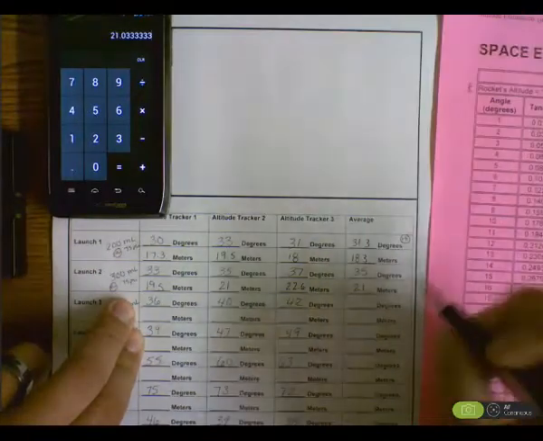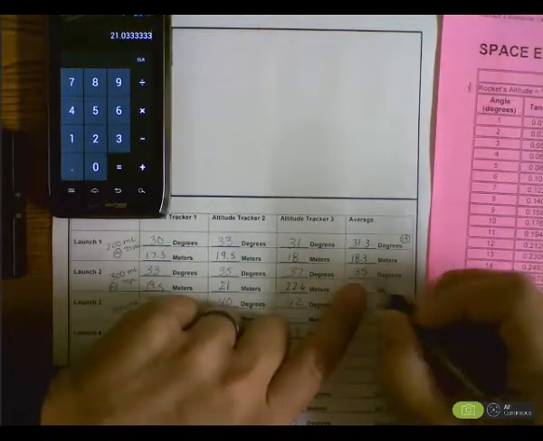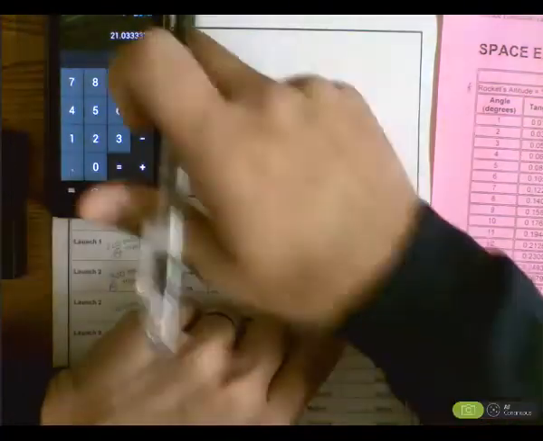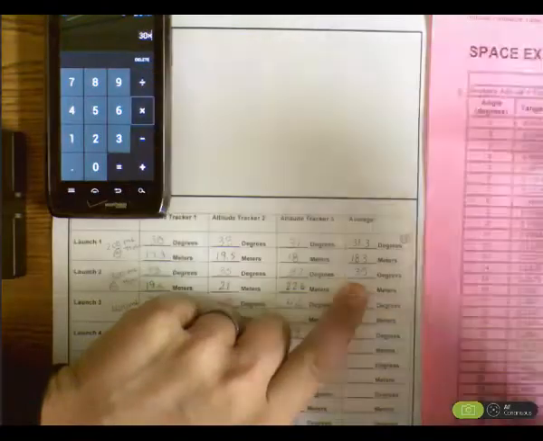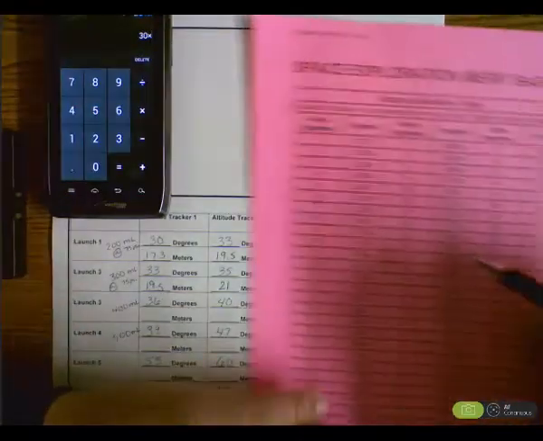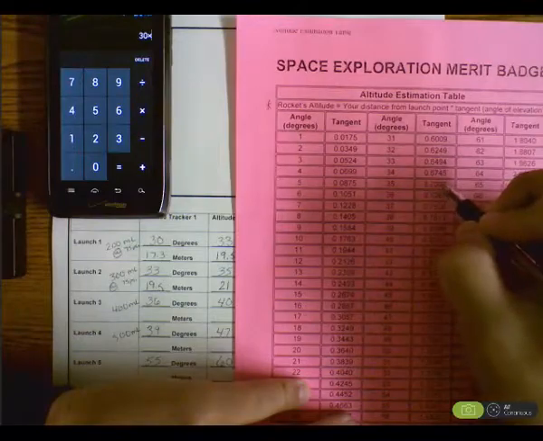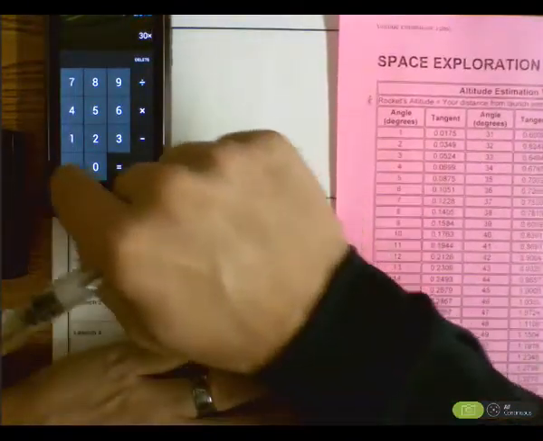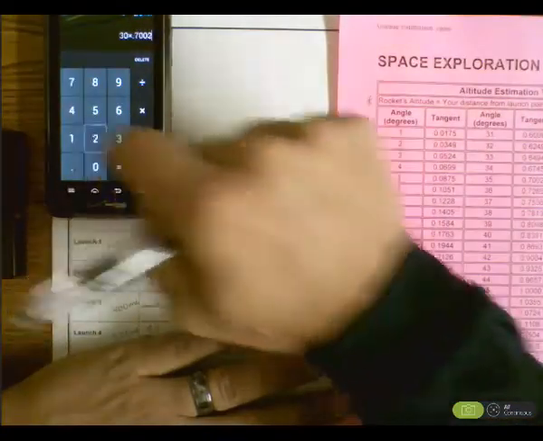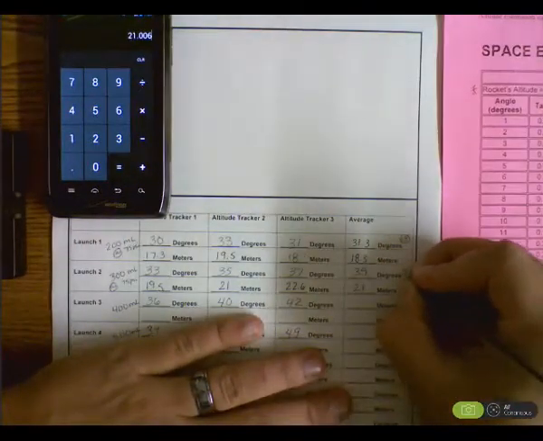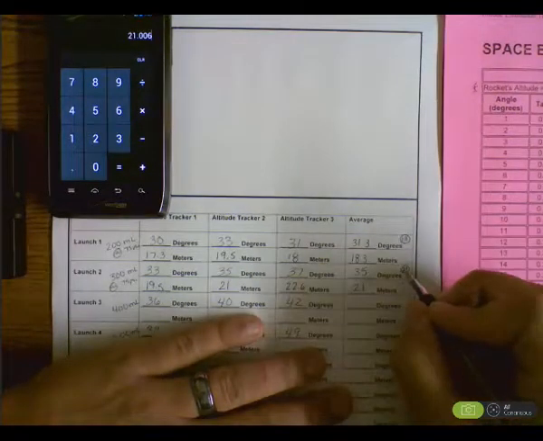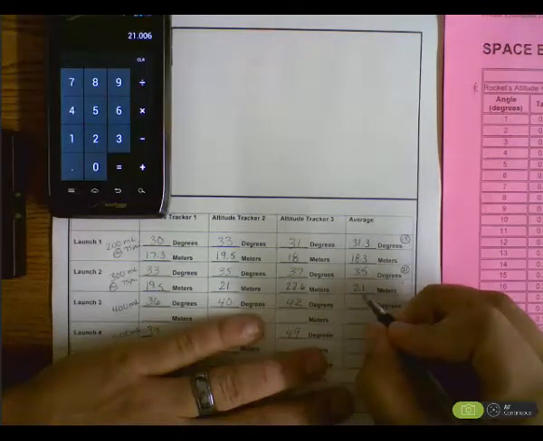Now we always want to go back and double check our work, so I'm going to double check to make sure that I was correct. So I take 30 times 35 degrees, I go to my chart, 0.7002 equals 21. I'm going to put 21 up here in the corner. And my 21 equals the same thing as what I got for averaging my meters. So my check is correct.